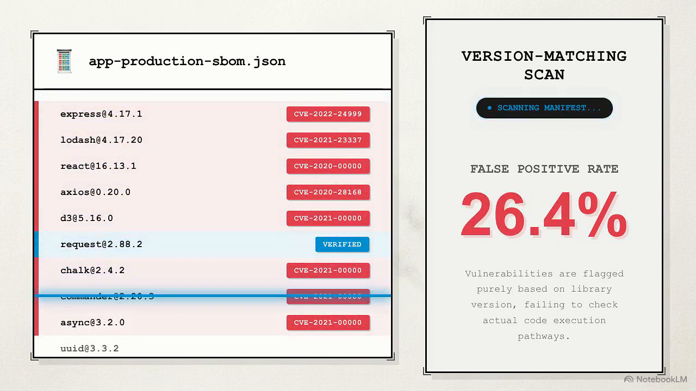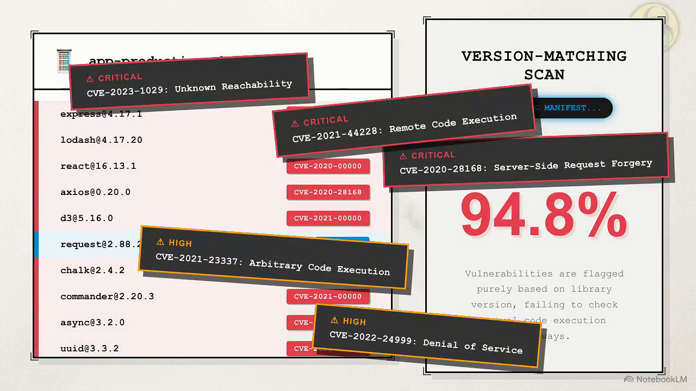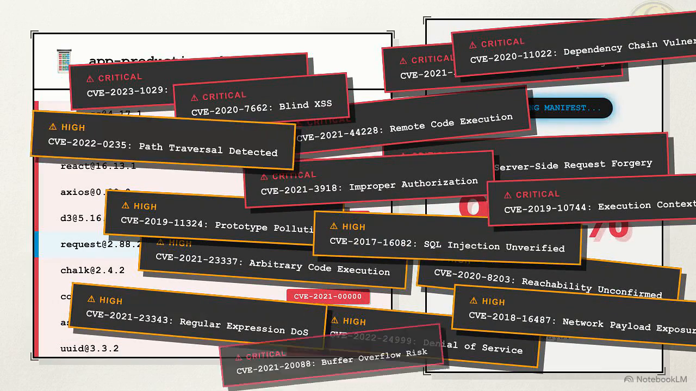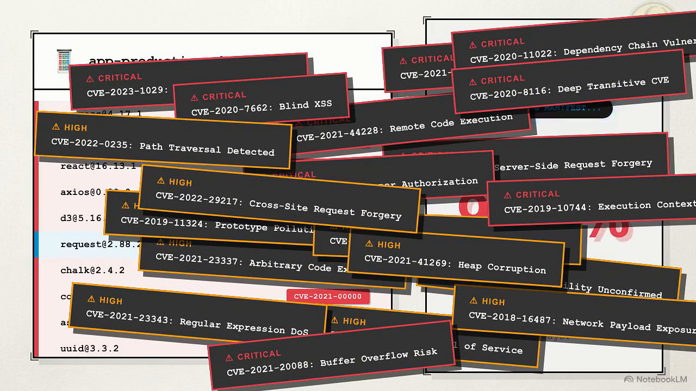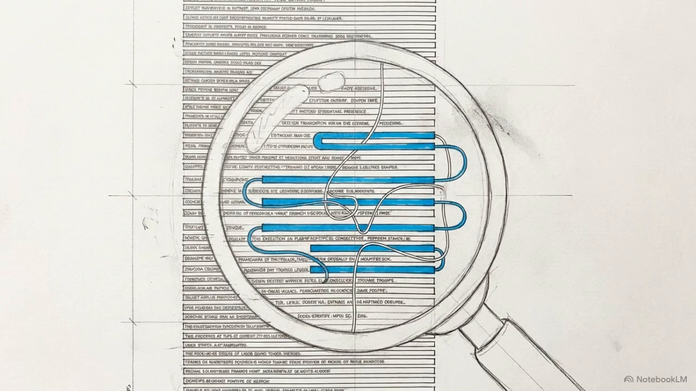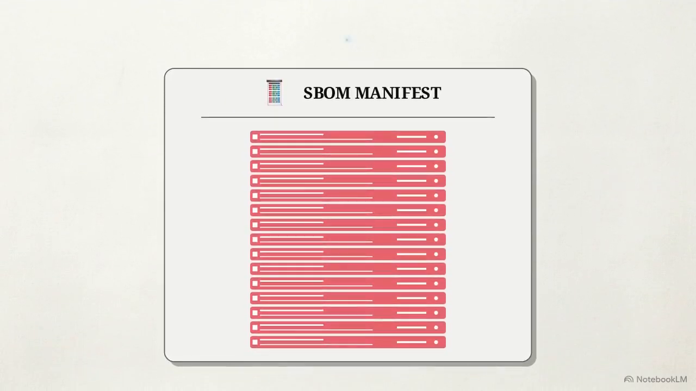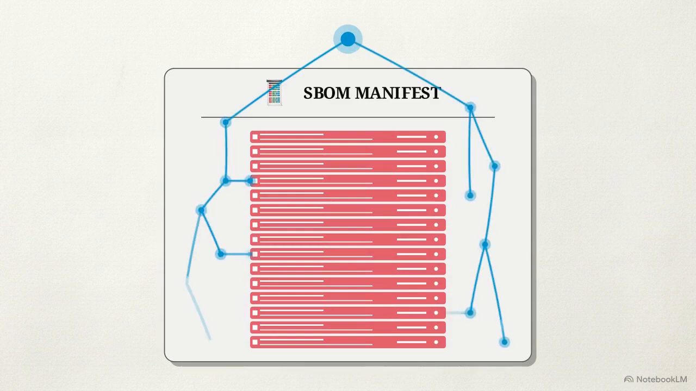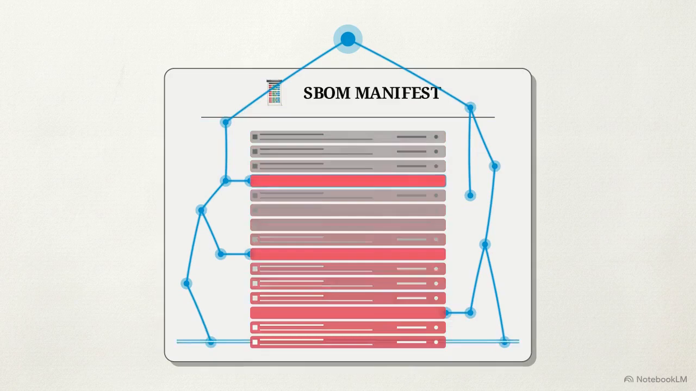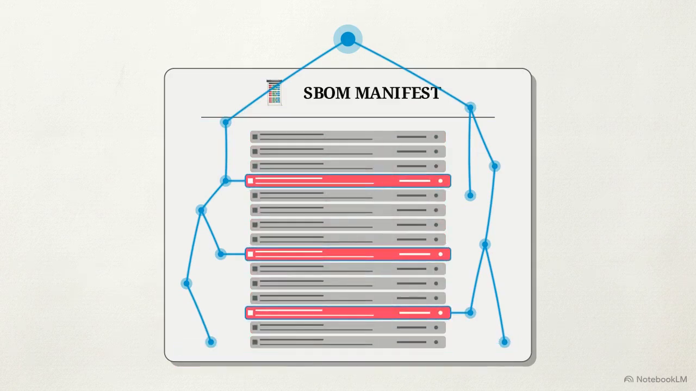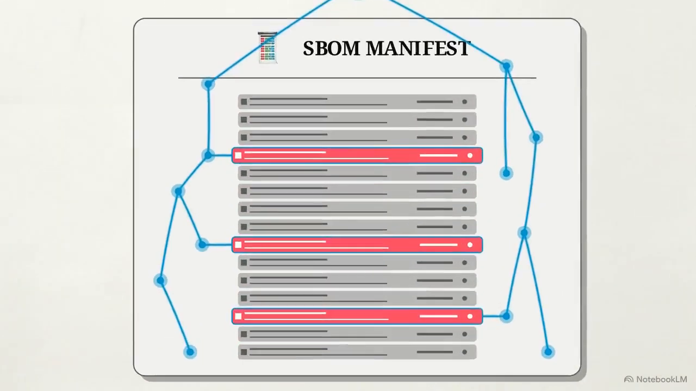Tools that rely strictly on version matching are highly inaccurate, generating false positive rates as high as 97.5% when checking a software bill of materials. The technical solution to this alert fatigue is reachability analysis. By mapping a dynamic function call graph over the static bill of materials, security tools mathematically prove if vulnerable code is actually executed. This prunes out false positives, isolating exploitable risks so teams can focus on active threats.